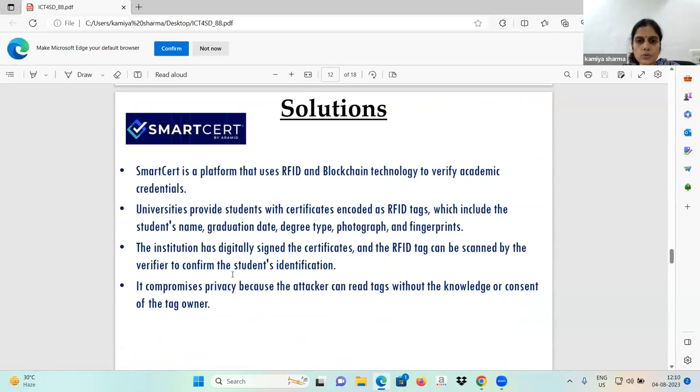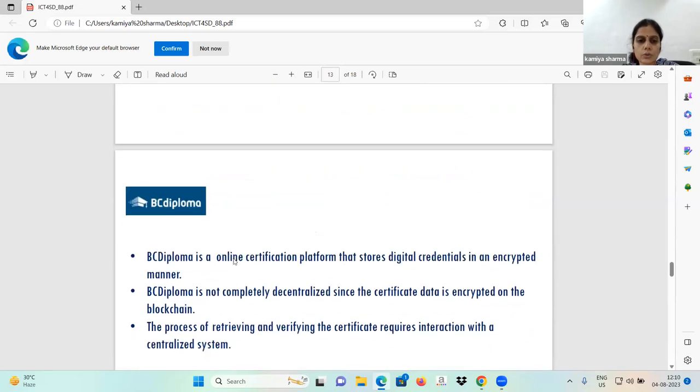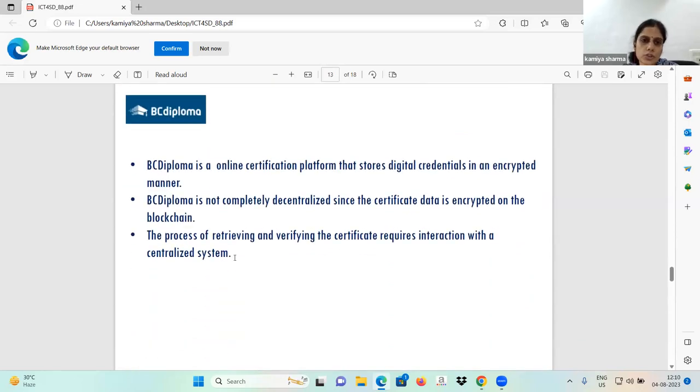The next solution is SmartCert. It is a platform that uses an RFID mechanism to store the data of the students. Here the university stores the student details in an RFID tag, which contains information like the student's name, graduation date, degree type, photograph, and fingerprints. The documents are then digitally signed, and the RFID tag can be scanned by the verifier to confirm the student's identification. It compromises privacy because an attacker can read the tag without the knowledge or consent of the tag owner.